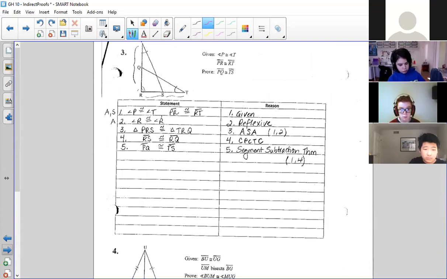And this was a nice one. If you remember segment subtraction theorem, you didn't have to work too hard. So we had a given set of angles and sides, a reflexive angle. These are harder to see. You have to work a little harder when they're overlapping triangles. So if you tend to be of that nature that you need to redraw them, okay? Because that is a helpful technique. And once I get the triangles congruent, I can use segment subtraction theorem to get the parts I need.